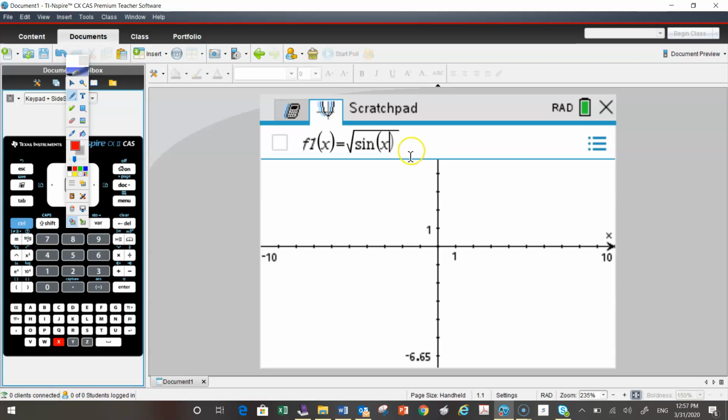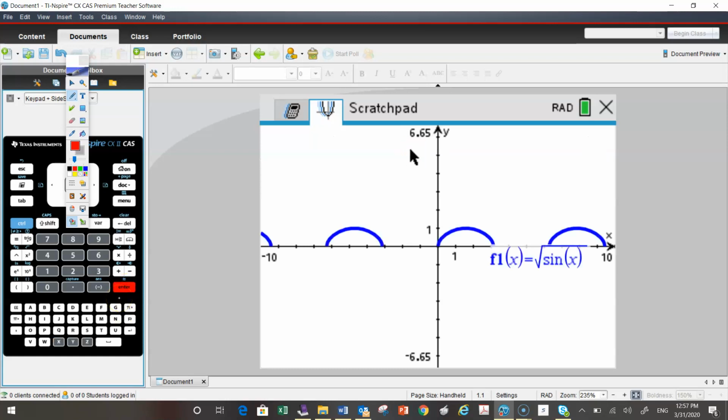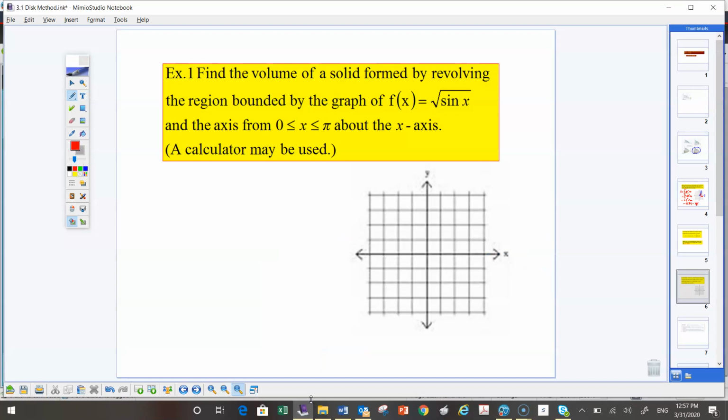I'll graph that, and it looks like semicircles. If we were to transpose that onto our graph, I'm going to get a region that looks something like this, and it happens to work out that this is 0 going all the way to pi, and that's going to be the region that I'm looking for because it's bounded by those two values right there.